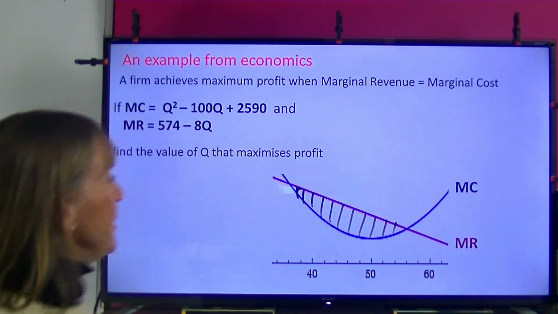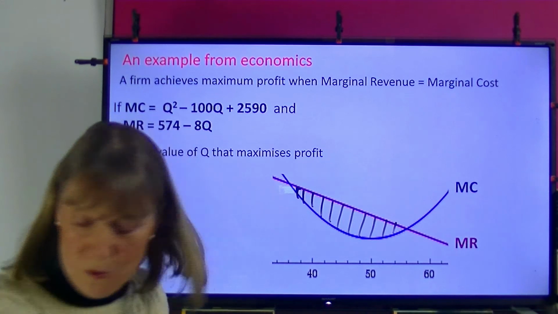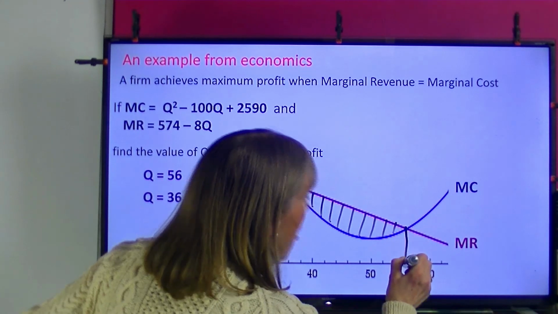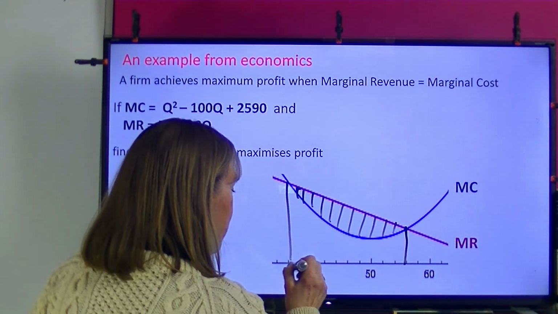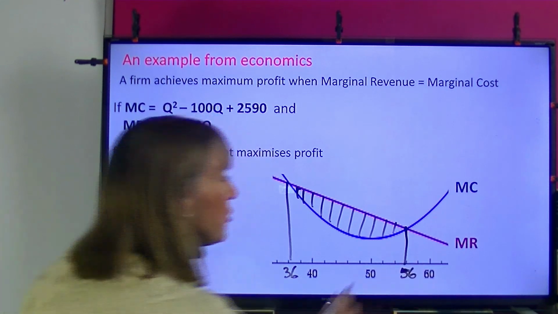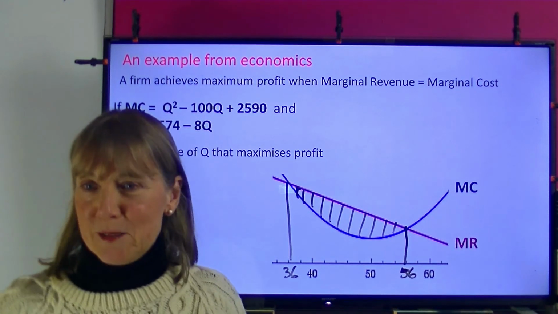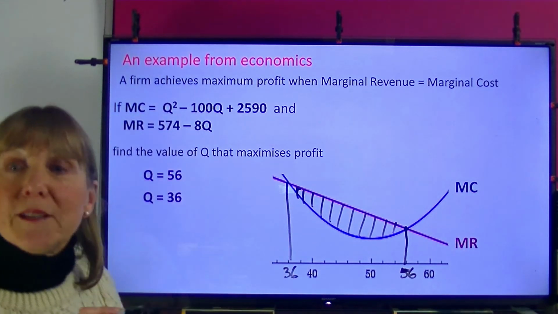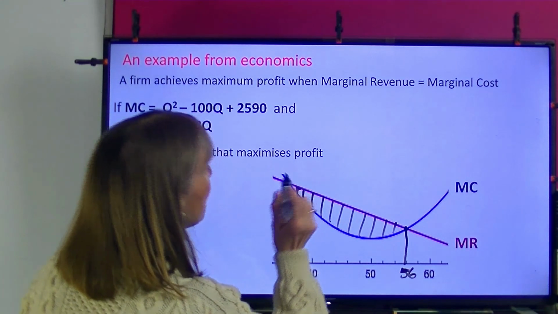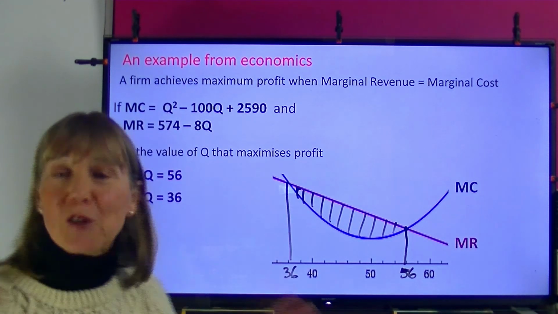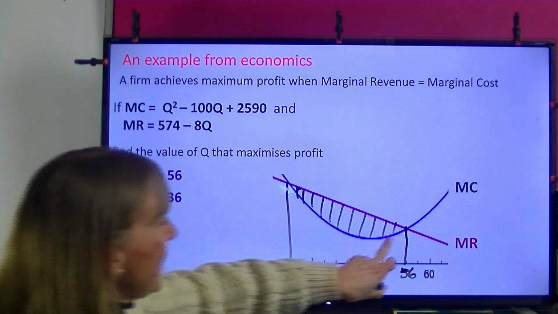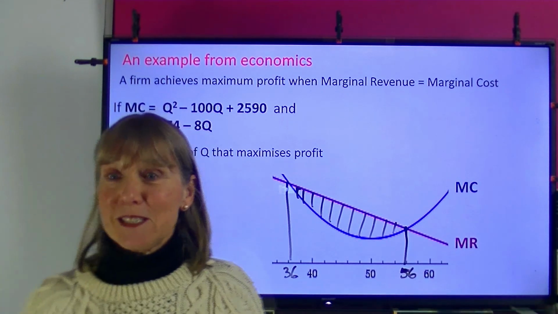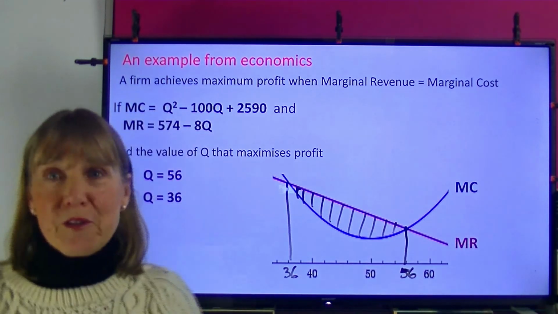So the question is, because we solved and found that Q equals 56 and 36, and indeed here they are, 36 and 56, which of those represents the point of maximum profit? Well, hopefully you can see that at this point, it only just started going into profit. So when we get to this point, we haven't actually made any profit yet. We've just got to the zone where we're going to start making profit. Whereas here, we've been making profit all the way through here, and we're just about to slip out of it. So we know that this is the point of maximum profit.